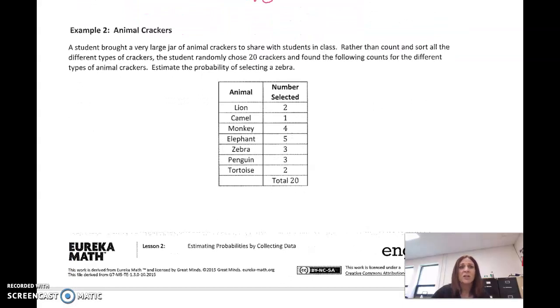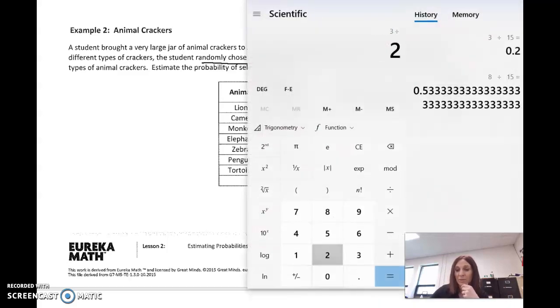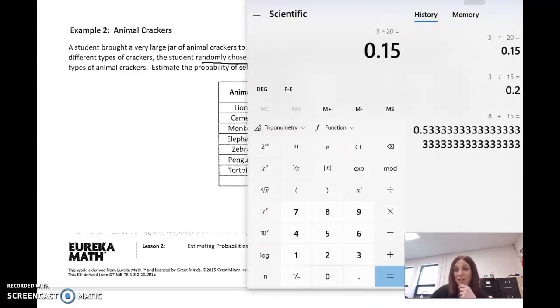Animal crackers. A student brought in a very large jar of animal crackers, yum, and is going to share them with the class. Rather than count and sort all the different types, he randomly chose 20 crackers and found the following counts: 2 lions, 1 camel, 4 monkeys out of 20. Estimate the probability of selecting a zebra. Remember, probability is the event we want to have happen, zebra, which is 3 times, out of the total, 20. Changing that into a decimal, 3 divided by 20, we get 0.15.